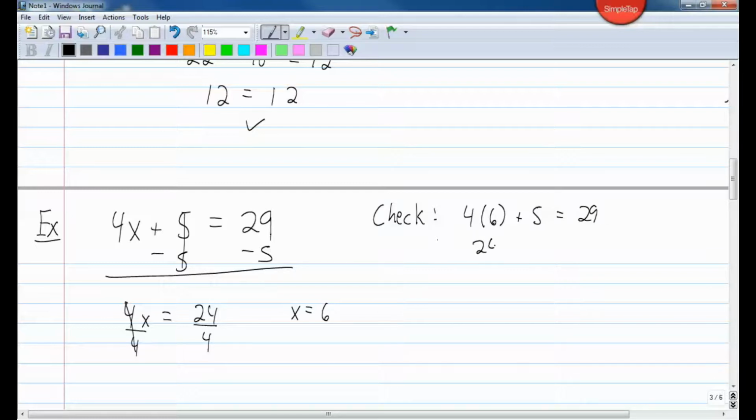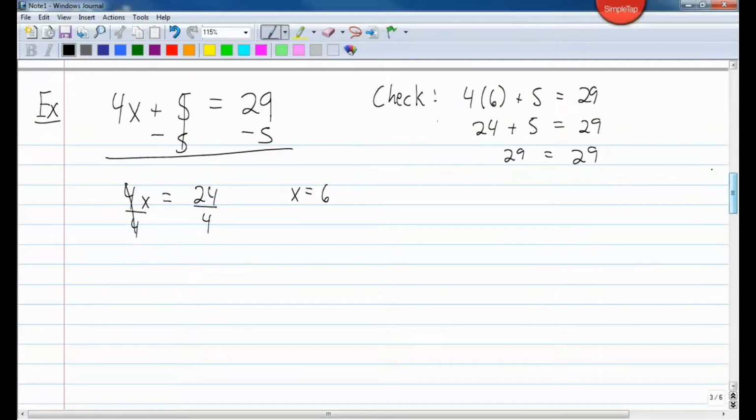4 times 6 is 24. Plus 5 equals 29. So 24 plus 5 is 29. 29 equals 29. So since we got the same thing on both sides, we know for sure that we got that right.